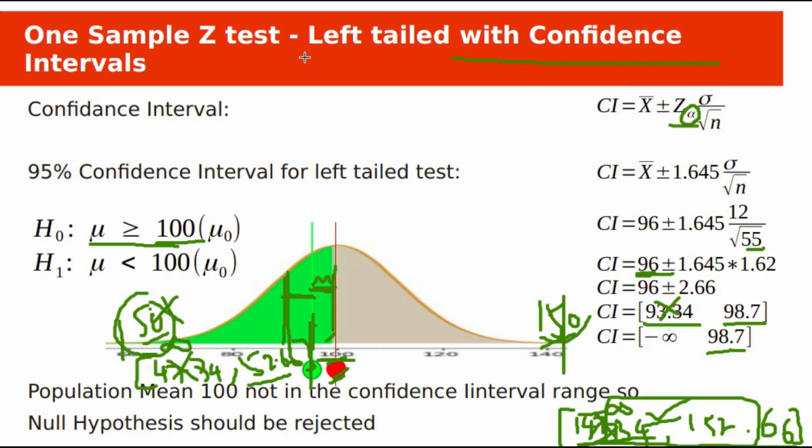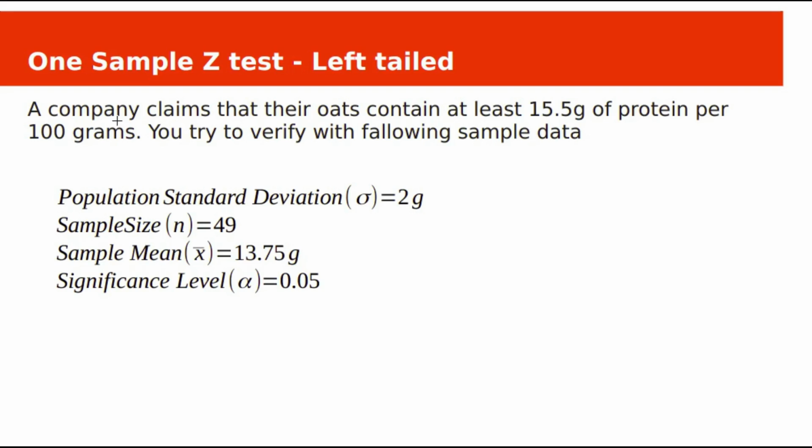So for a left tail test, you have to calculate the upper bound, and the lower bound will be minus infinity. This confidence interval, minus infinity to 98.7, does not include the population mean mu naught 100, so you will reject the null hypothesis.